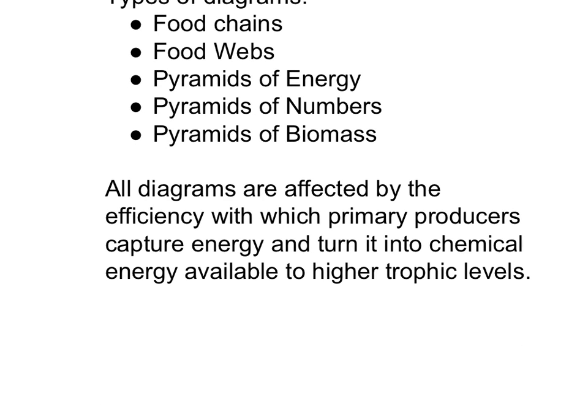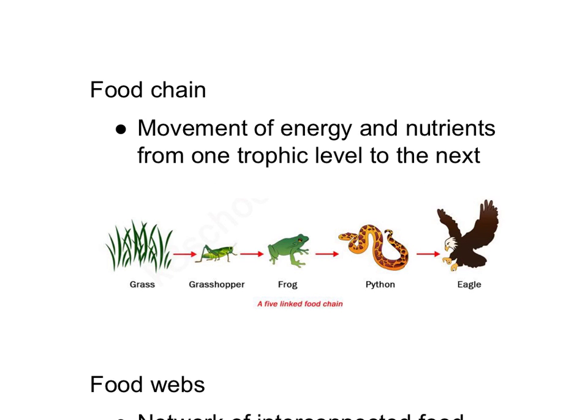Okay, so now here's the thing. All of these diagrams are going to be affected by the efficiency with which primary producers capture energy and turn it into chemical energy available to higher trophic levels. And this is something that we talked about yesterday, so that plays a role in what we're going to be learning about today. All right, we're going to start off pretty simply here with food chains.